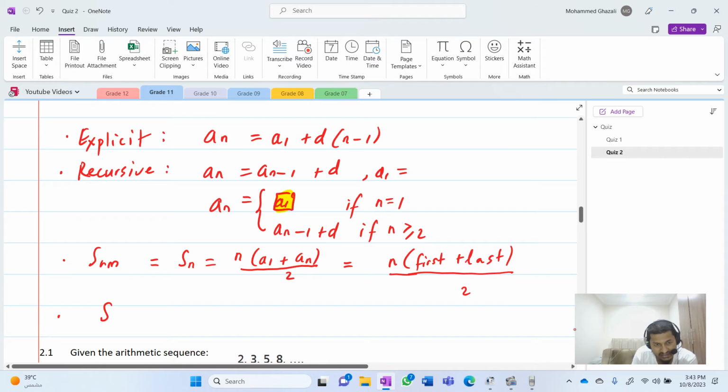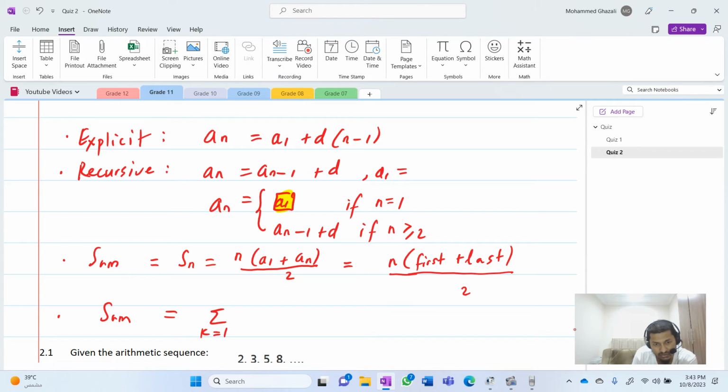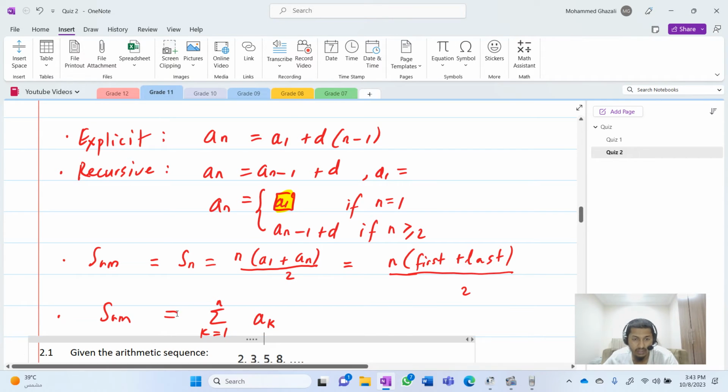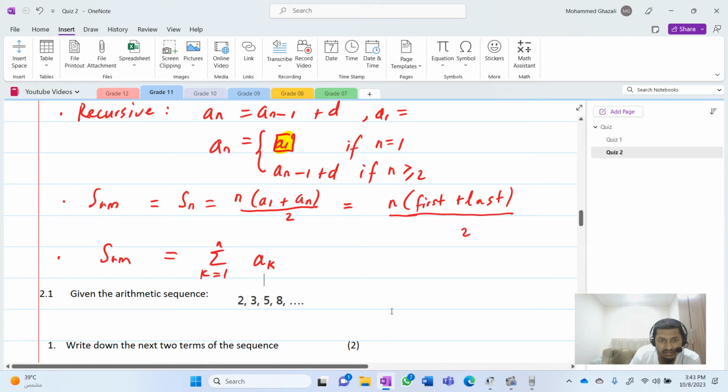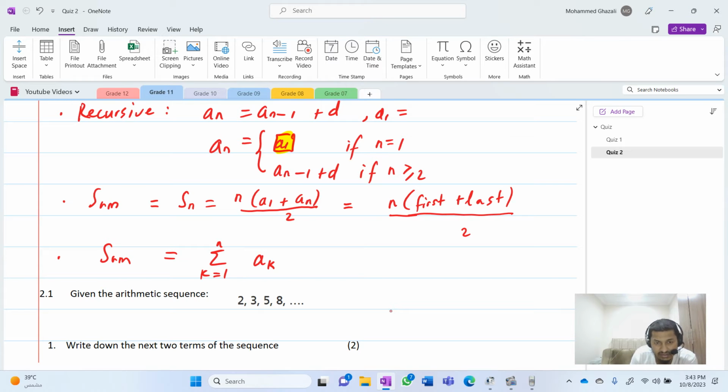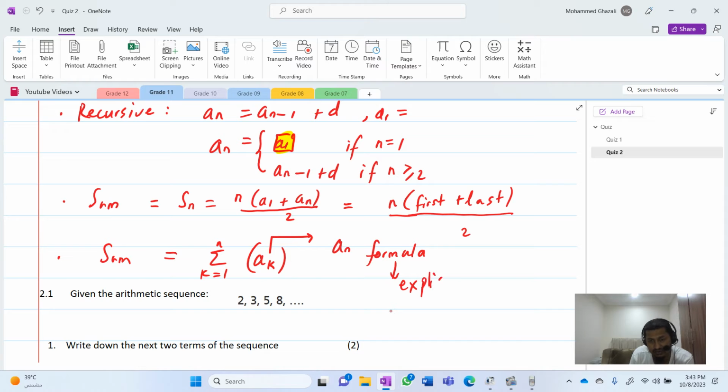If you want to write a sum in sigma notation, we say sigma k equals 1 to n of AK formula. What's AK formula? Instead of writing n in terms of n, we write it in terms of k, so think about the AN formula, and 90% of the time it is the explicit formula that we use. What's the AN formula? The explicit formula that we need.